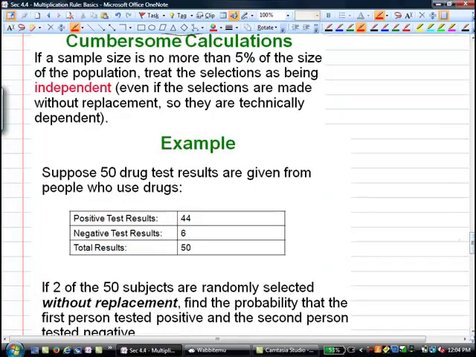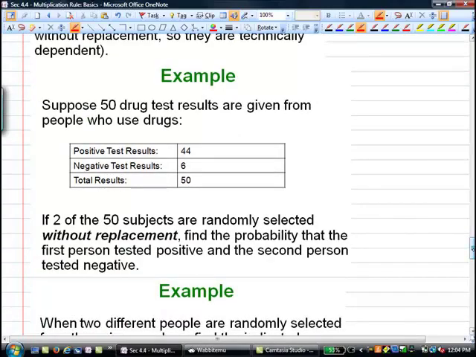So for example, suppose 50 drug test results are given from people who use drugs. There were 44 positive test results, 6 negative test results. Now these are people that we know use drugs, so that's a total of 50. So 2 out of the 50 subjects are randomly selected without replacement. That's only 4% of the population of 50. So find the probability that the first person tested positive and the second person tested negative.